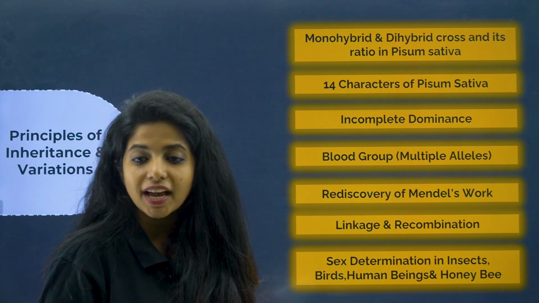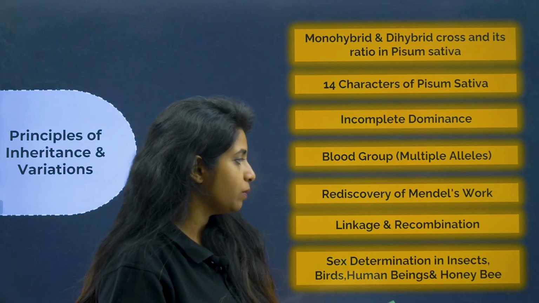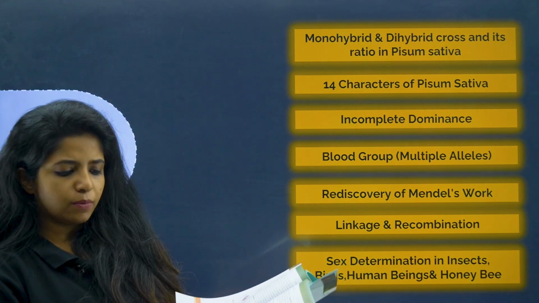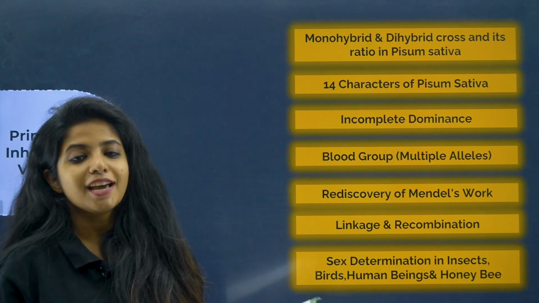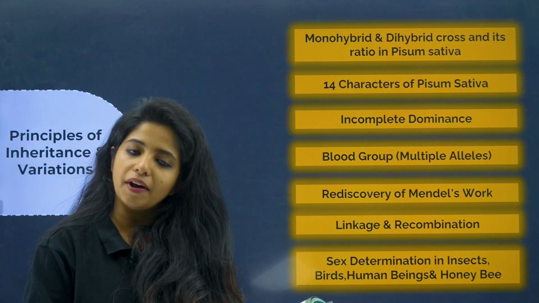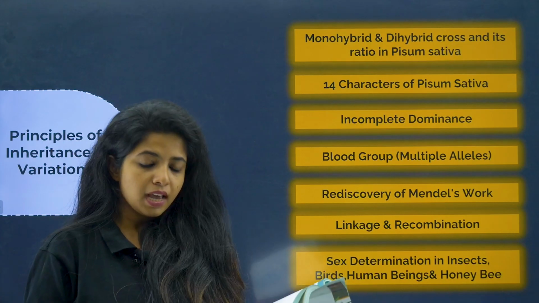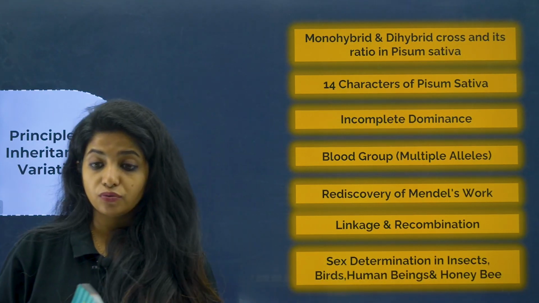Linkage and recombination. Now you talk about sex determination in insects, birds and human beings and honeybee. All together it's important. From page number 69 to 71, there is nothing that you can avoid. You have to read it really carefully. It's a very fun thing. Haplodiploidy is seen in honeybee. Now that is something very important.